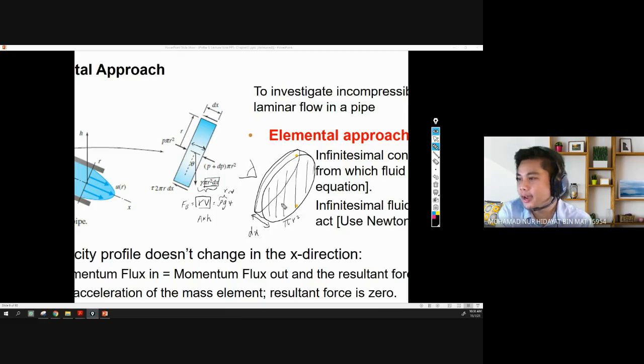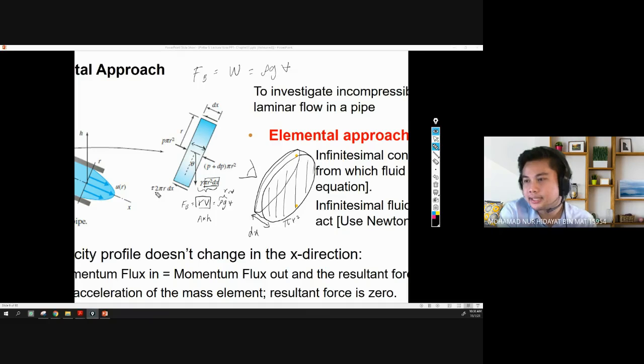So area multiply with dx, you're gonna get the volume. So volume multiply with gamma, you're gonna get the body force, FB. Remember that the volume displaced, right? So actually this one, FB, directly refers to the weight of the water displaced, which is rho g V.